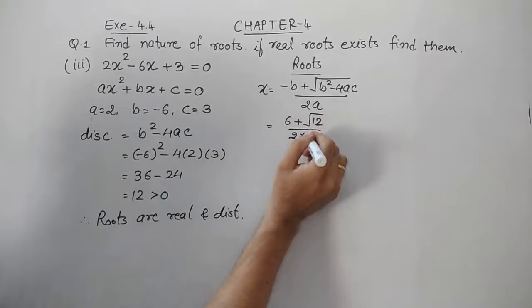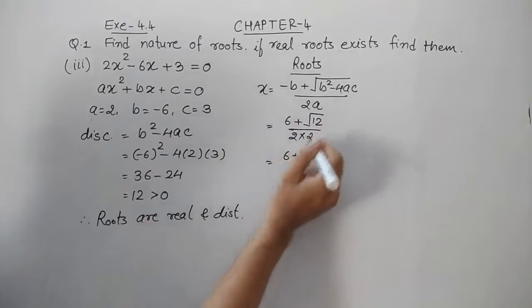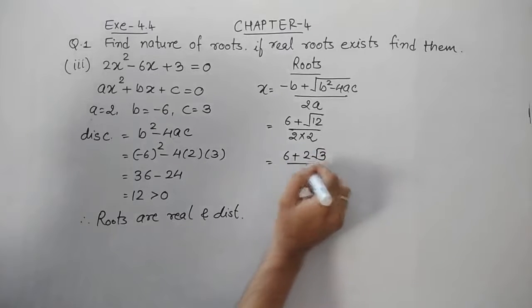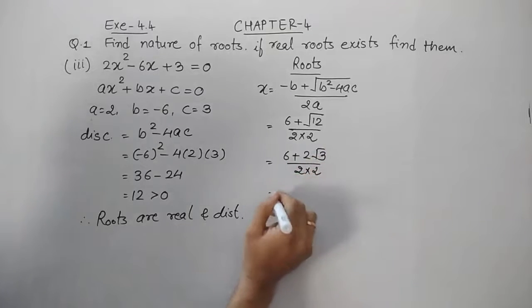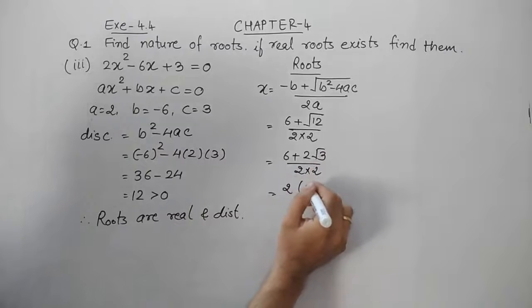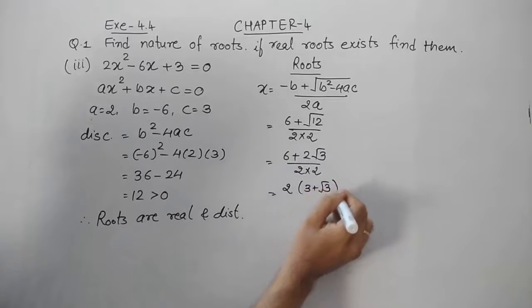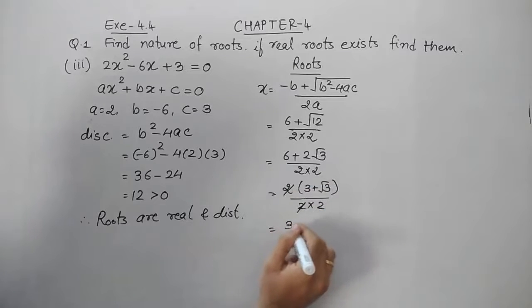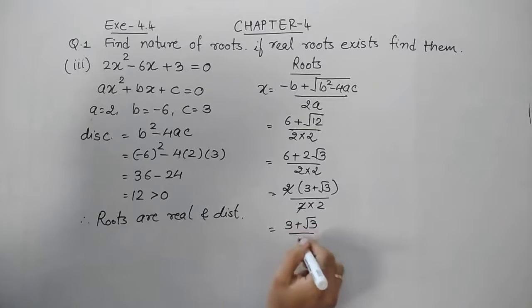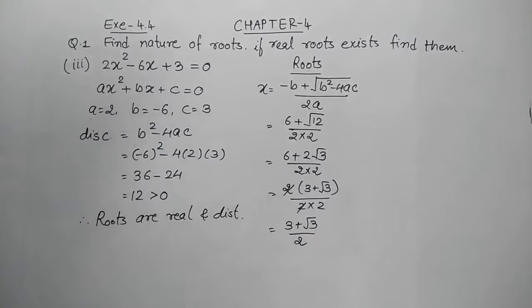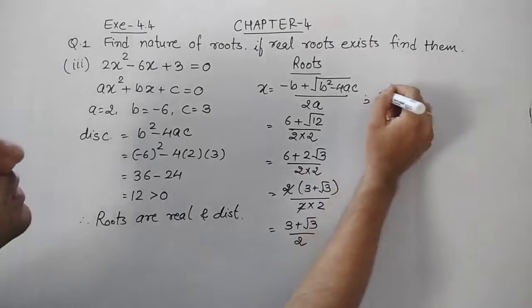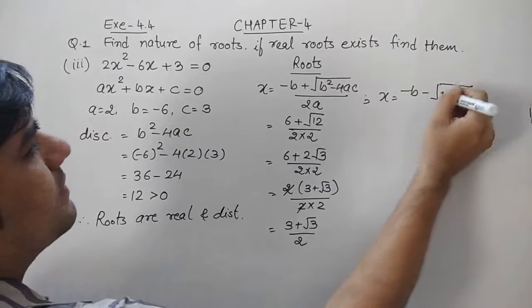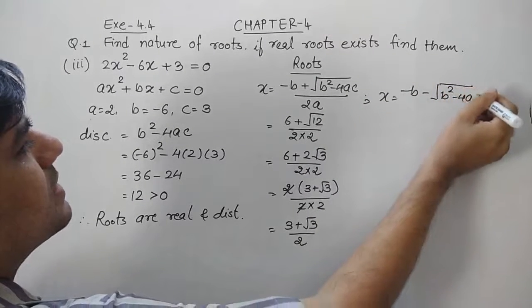upon 2 into a. Remember students, root 12, that is 4 3s are, so can be written 2 root 3. I'll take out 2 outside common, so that is 3 plus root 3 upon 2 into 2. We can cut this, so the answer is 3 plus root 3 upon 2. This is one root which we obtain. Let us find out the another root. Here instead of plus, we write down the minus.